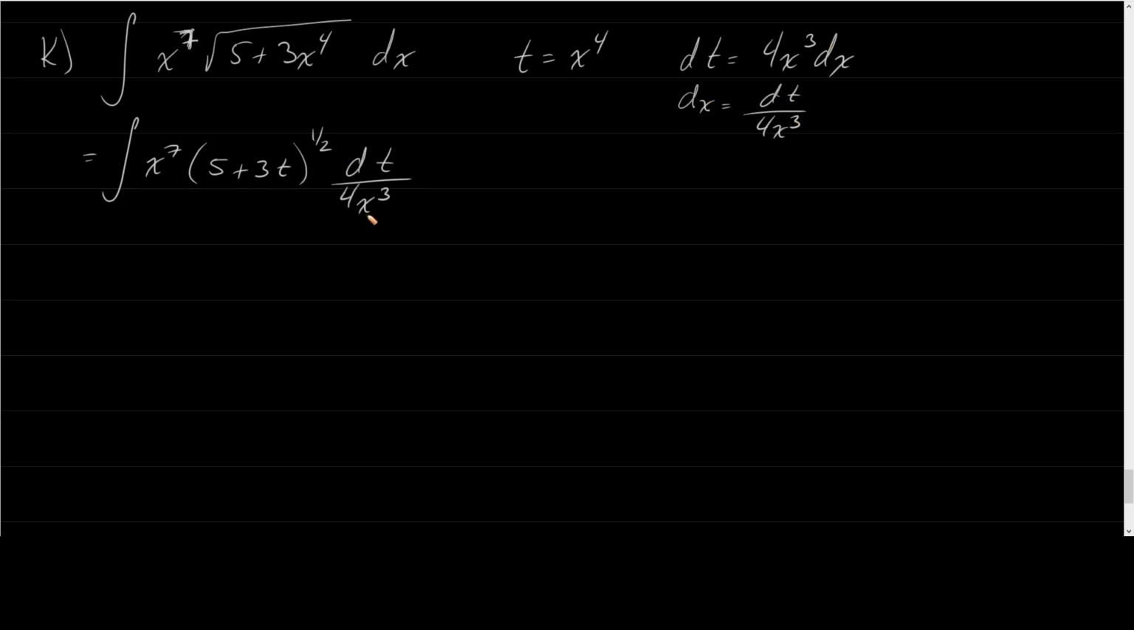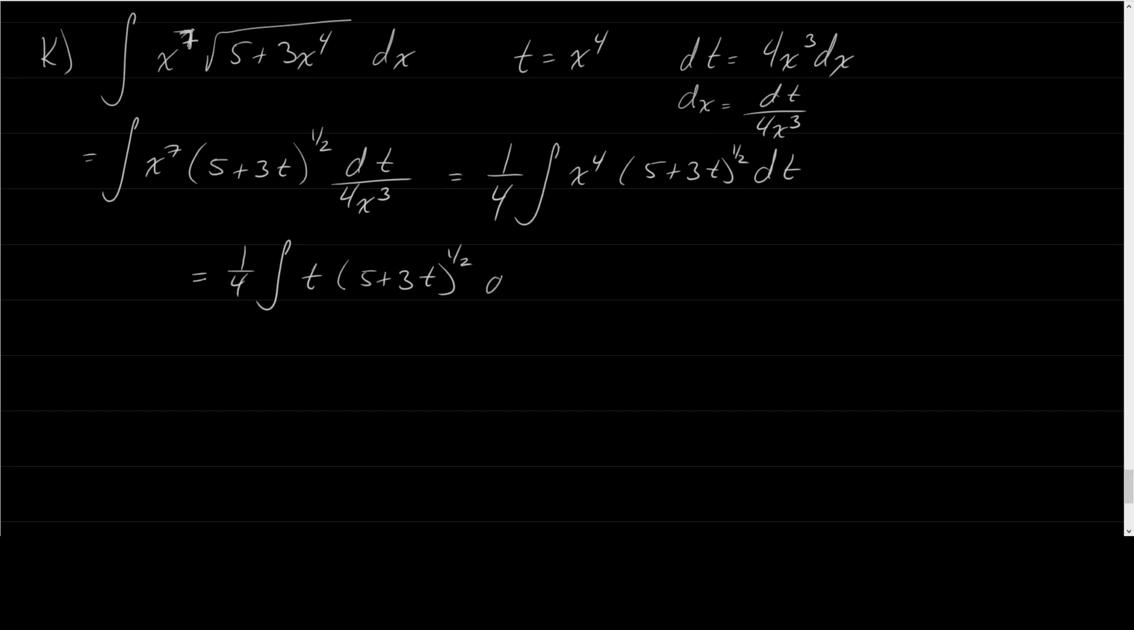And at that point, I'm going to reduce the x's, and I'm going to factor out that 1/4. That 1/4 does not need to be inside the integral, so I have 1/4 integral of x to the 4th times 5 plus 3t to the 1/2 dt, right? The x to the 7th and x to the 3rd become x to the 4th. But now look at this. x to the 4th, that's just t. That's just our value of t. So what we can say here is this becomes 1/4 integral of t times 5 plus 3t to the 1/2 dt. All right.